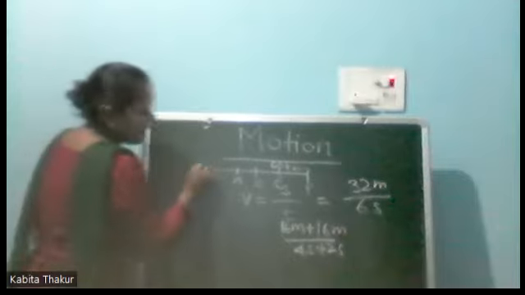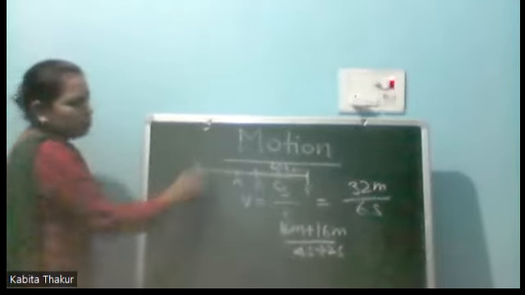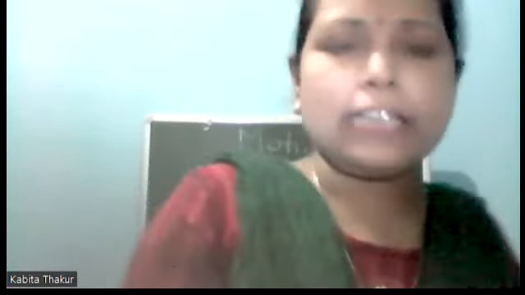So once the object reaches this point and again comes back to its initial position, the displacement will be 0. If it started from the initial position and came back to the same position, then we say displacement is equal to 0. So if the initial and final positions are the same, then displacement will be 0.